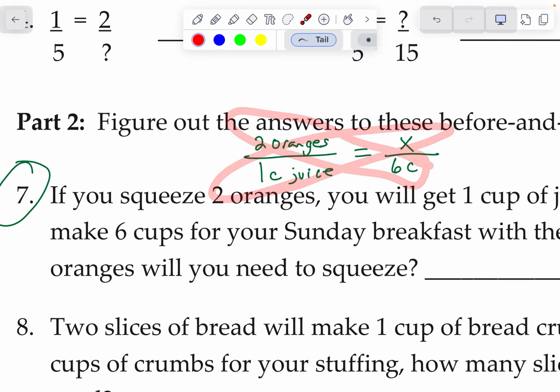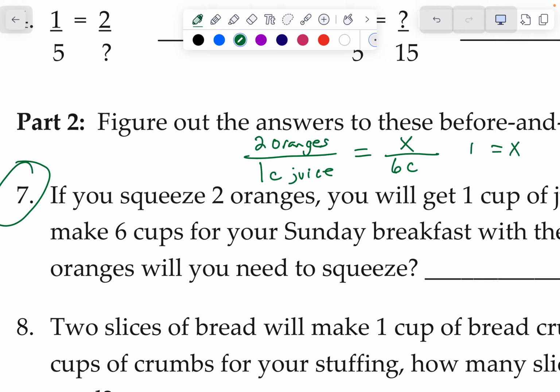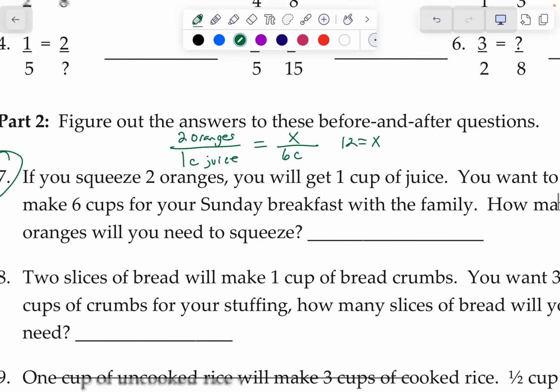1 times x is x. 2 times 6 is 12. What's great is when it has this 1 in that spot down at the bottom, when you multiply by the x, it gets you the answer instantly, so that's great. So then let's put our context on the line. This would be 12 oranges.